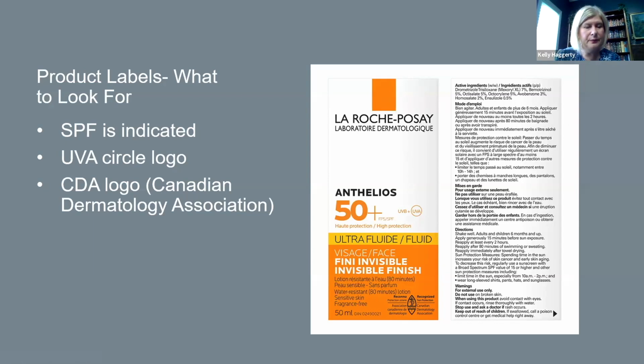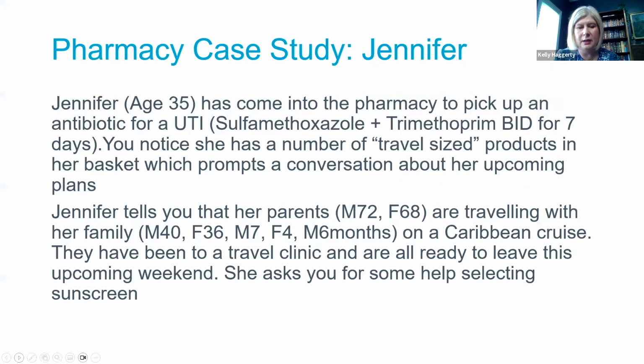Next slide, please. So we're going to look at a case now, and this is a very typical patient in community pharmacy. So Jennifer, she's age 35, has come into the pharmacy to pick up an antibiotic for a UTI. She's getting an antibiotic, sulfamethoxazole and trimethoprim, twice a day for a week. You've noticed that she has a lot of travel size products in her basket, and that just prompts a conversation about her upcoming plans.